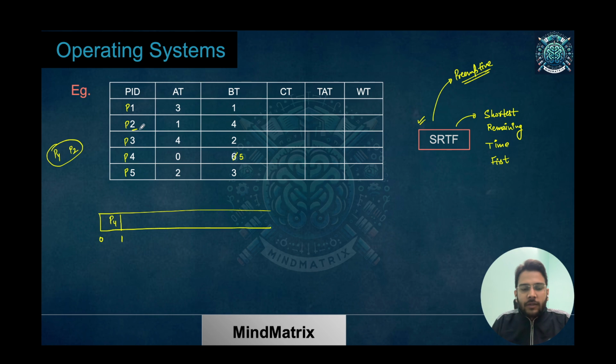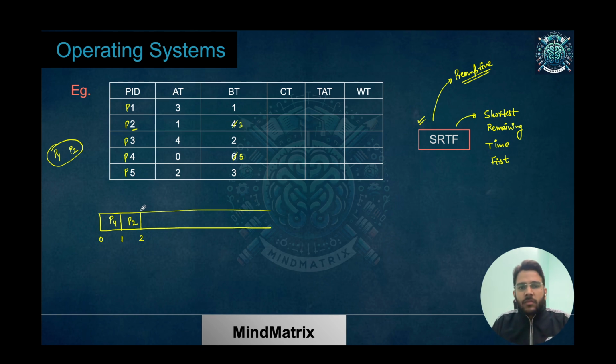So here you can see P2, the burst time is 4. For P4, the burst time is 5. So P2 is having the lowest burst time as of now. So we are going to schedule that first. Okay. Again, for 1 unit of time, I will be executing it. So 1 plus 1, it is going to be 2. And here I can make it 3.